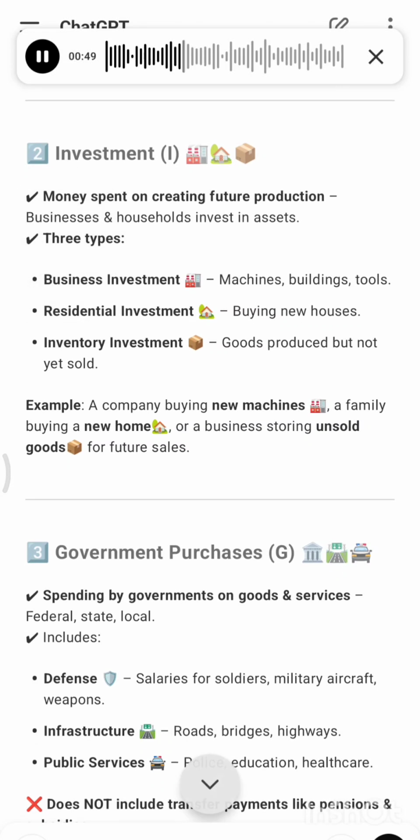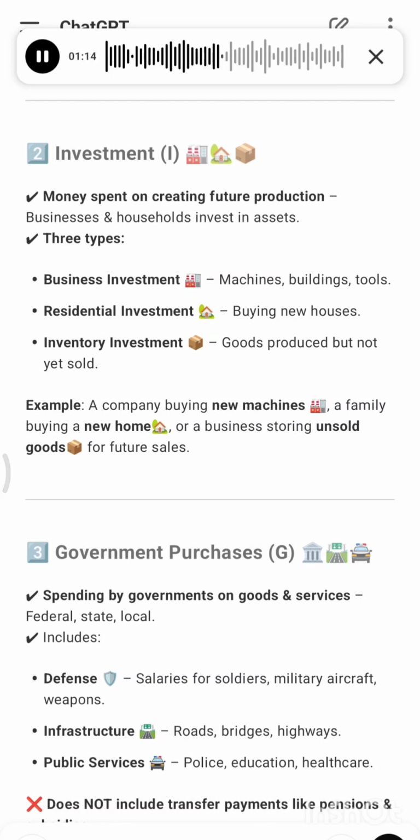2. Investment, I. Money spent on creating future production. Businesses and households invest in assets. Three types: business investment, machines, buildings, tools; residential investment, buying new houses; inventory investment, goods produced but not yet sold. Example: a company buying new machines, a family buying a new home, or a business storing unsold goods for future sales.